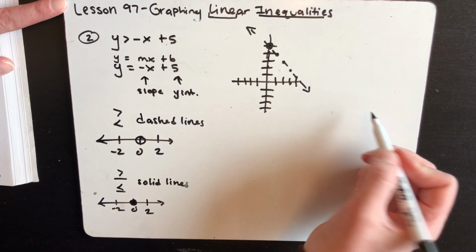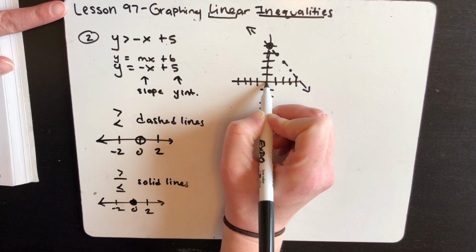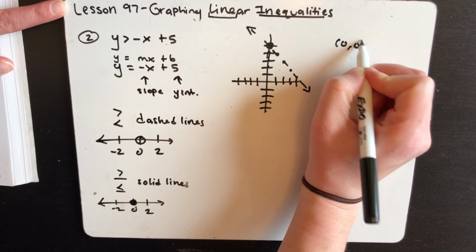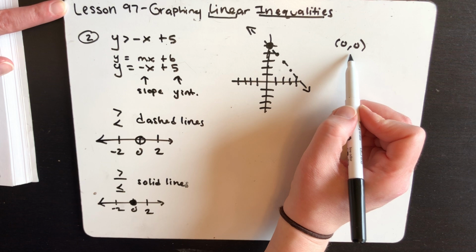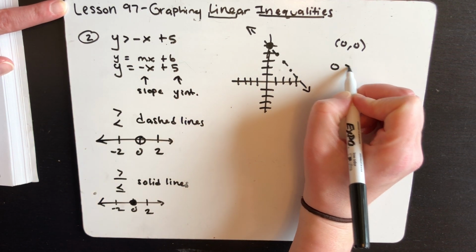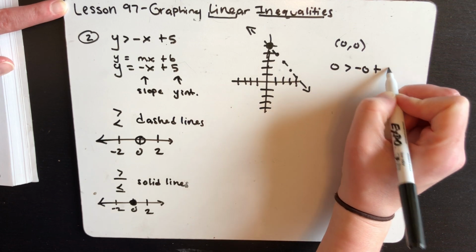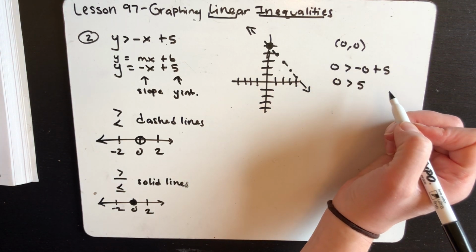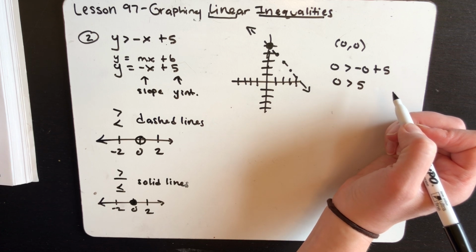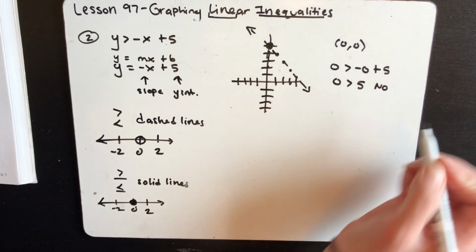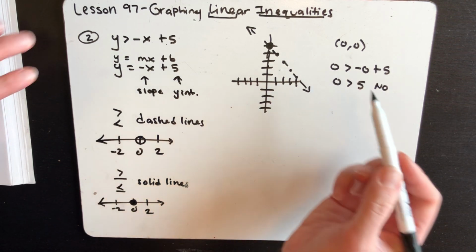So I personally like to pick the origin as my test point. The origin's coordinates are (0, 0). I'm going to take those numbers and plug them into my original equation. So is 0 greater than -0 plus 5? Is 0 greater than 5? Well, the answer to that is no, right? It's not. So I do not want to shade (0, 0).